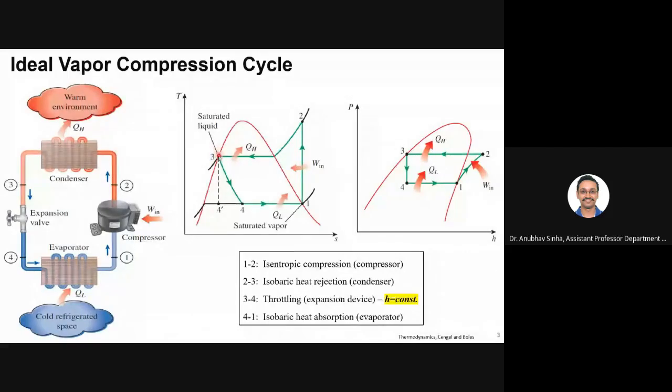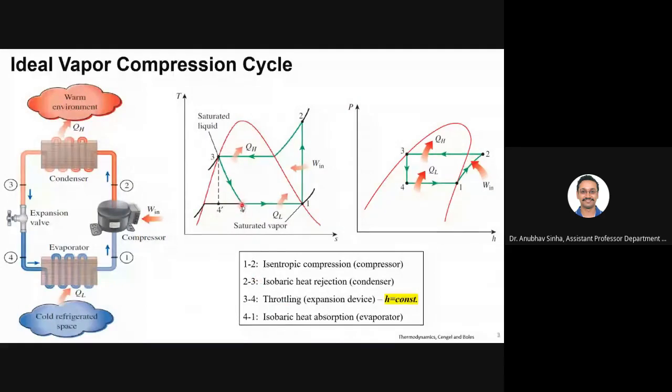From point 3 now it becomes interesting. If I go straight, it will be isentropic, but that is not what is followed. We follow this line from 3 to 4. This is done in the expansion valve, or this is the throttling process, as we'll see in subsequent slides. For throttling, we assume that enthalpy remains constant. We'll talk more about it in a few minutes.